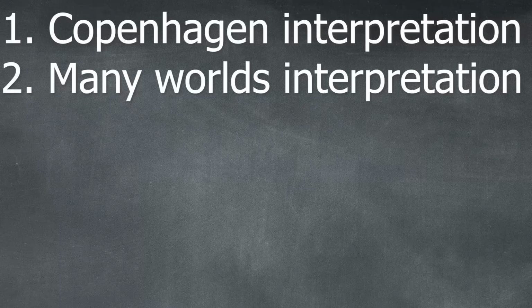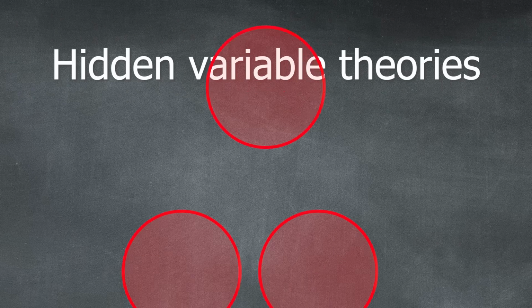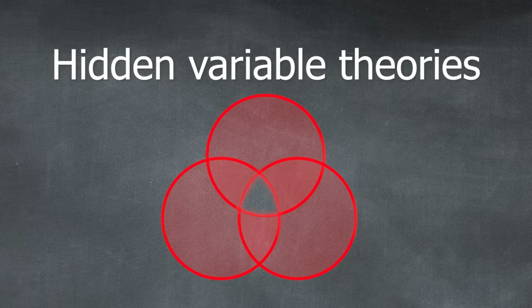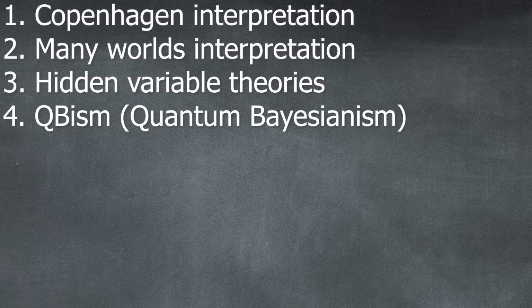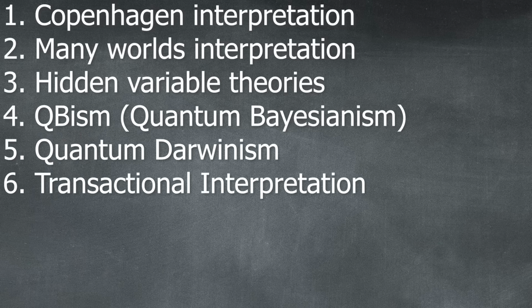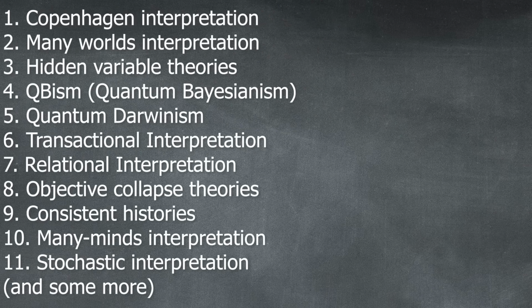These two interpretations are currently the most popular interpretations of quantum mechanics, but there are also some more obscure ones, like hidden variable theories, which state that quantum entanglement can't be possible. Then we also have cubism, also known under the more boring name quantum Bayesianism. We have quantum Darwinism, transactional interpretation, and a lot more that I won't get into.